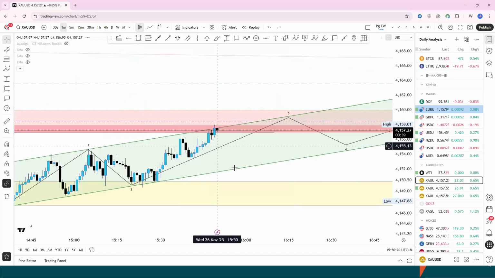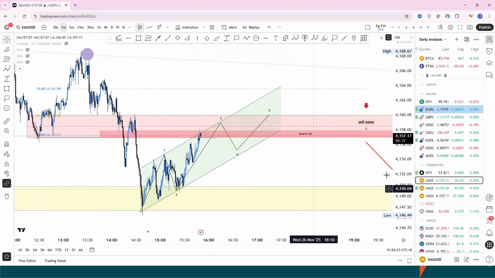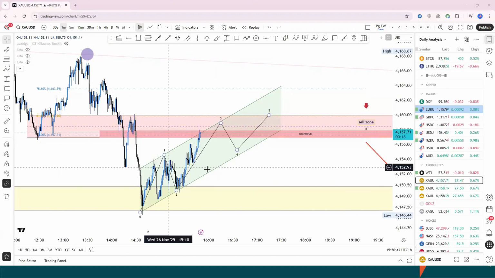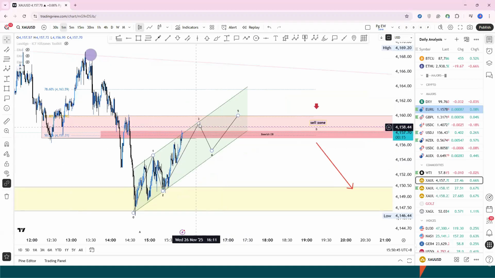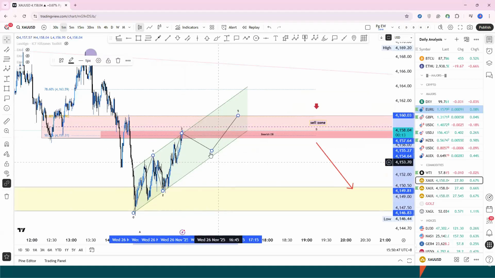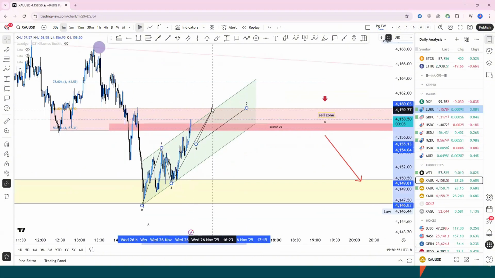Slightly see the rejection. Monitor at this level. Price already at our sell zone, guys, and I'm gonna see, is it gonna be 1, 2, 3, 4 and continue the pullback, or they go all the way there or here?